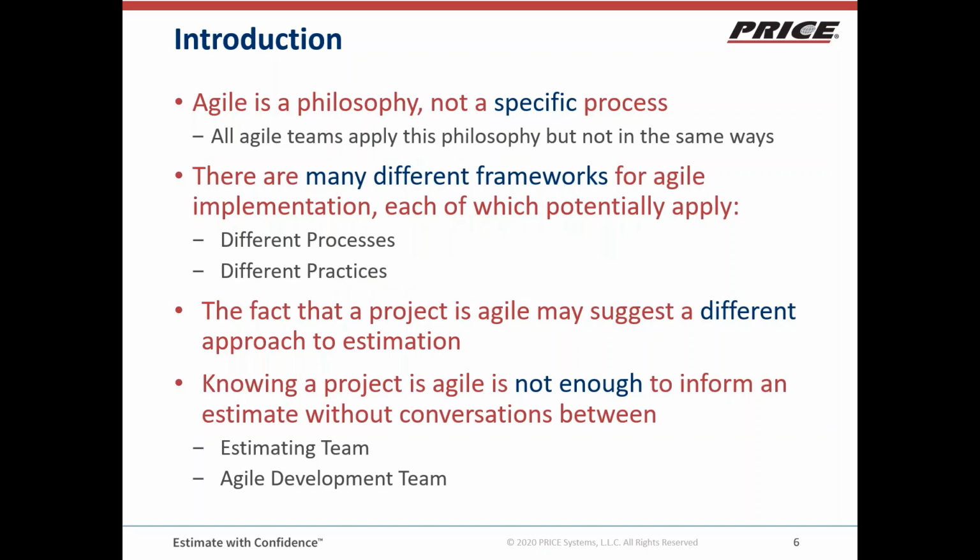So Agile, it's a philosophy. It's not a specific process. There is a general philosophy that all Agile teams apply, but they don't apply it in the same way. There's lots of different frameworks for Agile. You've heard of Kanban, you've heard of extreme programming, things like that, and they all have different processes and different practices. So the fact that your project is Agile may suggest a different approach to estimation. It's just not enough to inform an estimate without conversations that have to go on between the estimating team and the Agile development team or teams.